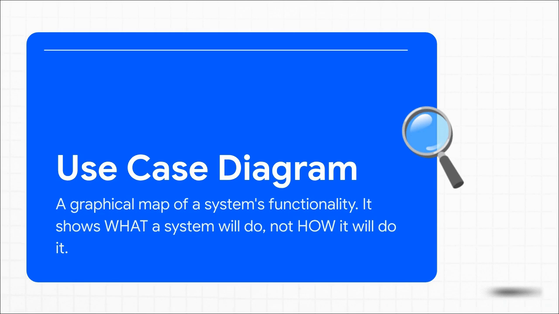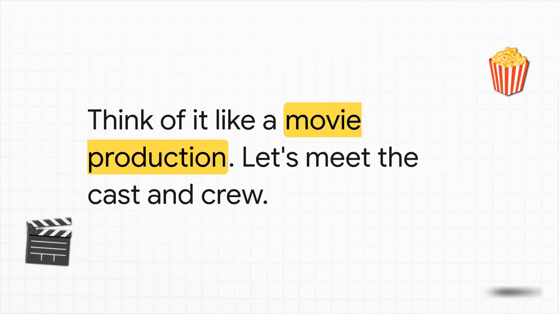And separating those two things is so powerful. It means you're creating a common language that everyone, developers, your boss, even customers, can look at and agree on before you get bogged down in technical details. To make this all crystal clear, we're going to use an analogy for the rest of this explainer. I want you to think of building your app like you're producing a movie, and the use case diagram, that's your entire production plan. So first things first, let's meet the cast and crew.